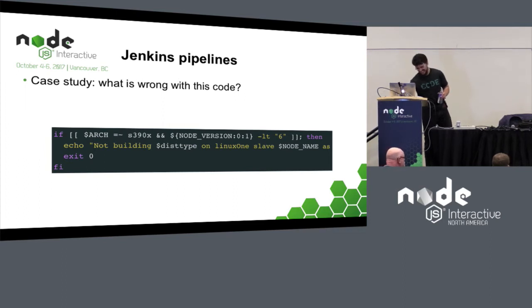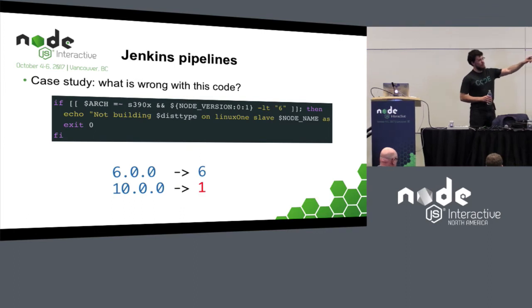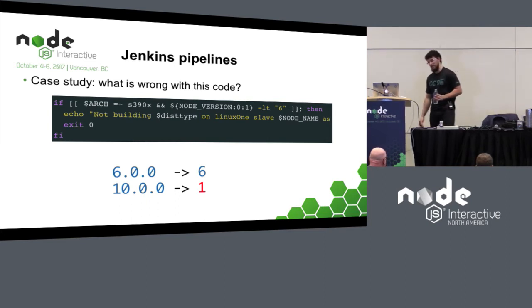So, put you out of your misery. The reason is that it takes the very first digit of the Node version, and it assumes that is the major version of Node. And that works great for 1 through 9, but then you get to 10, and yeah, everything falls apart.